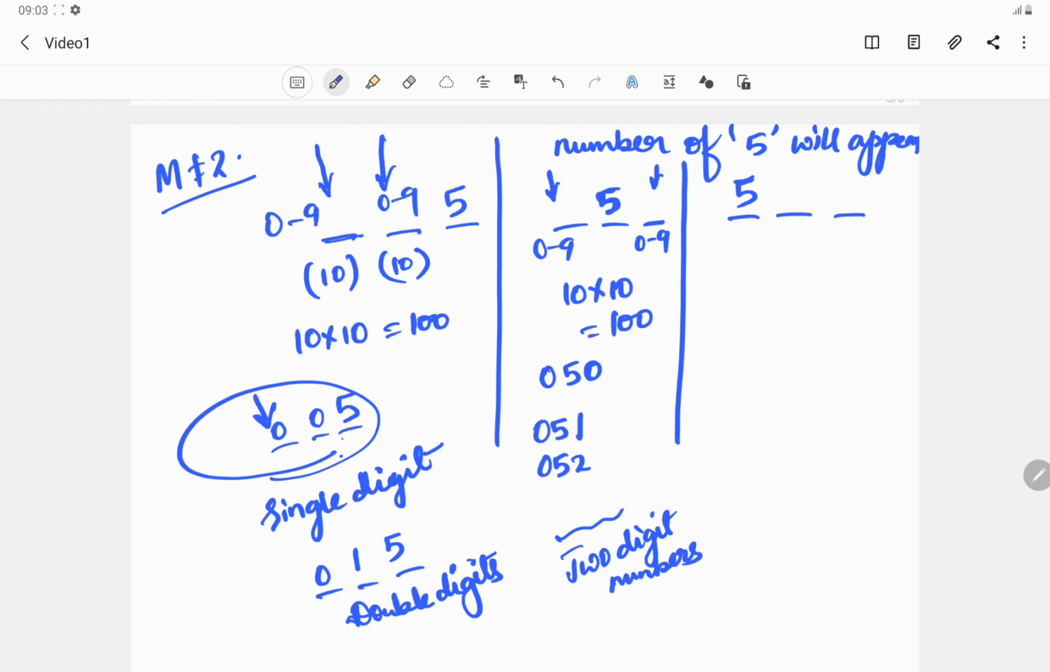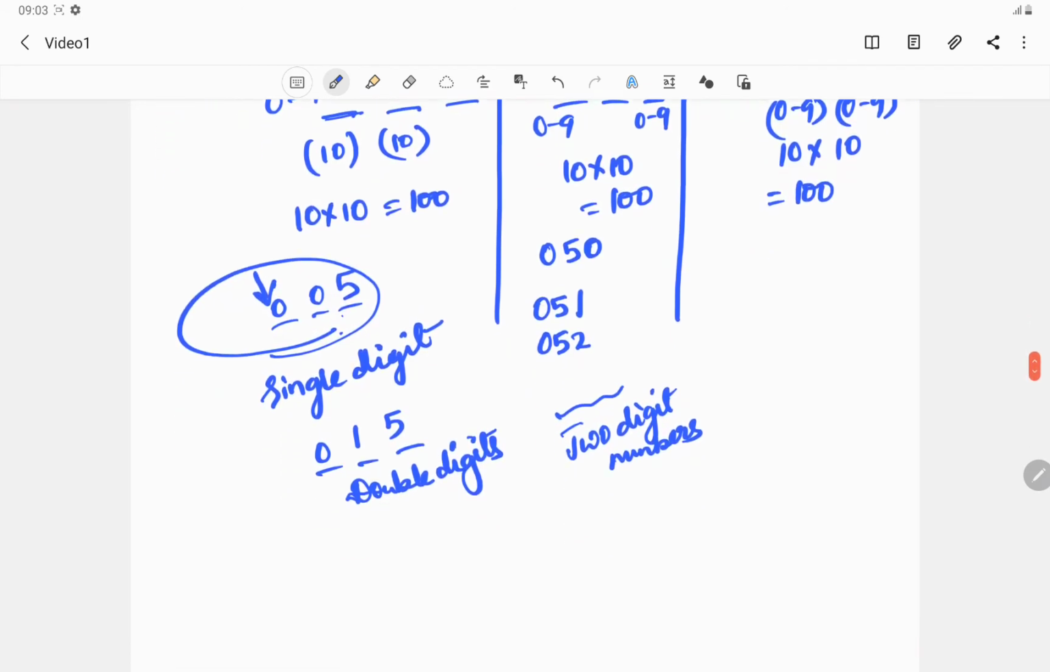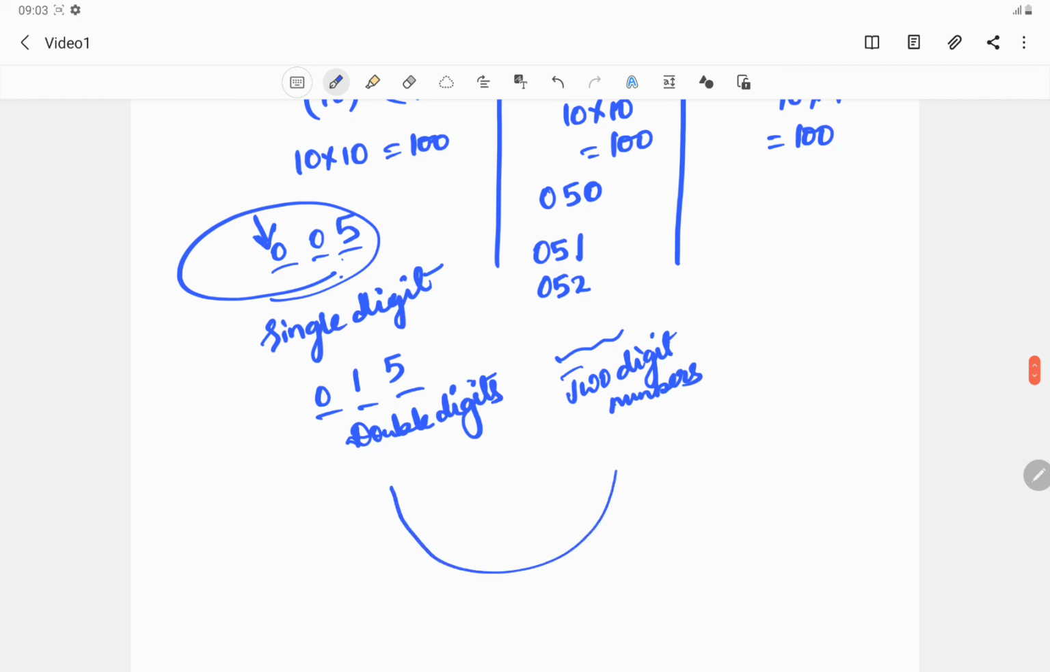Next, if we put 5 over here, then we can put anything from 0 to 9, and we can put anything from 0 to 9 over here. So there are 10 choices over here, and 10 choices over here. So total 100. So the number of times 5 will appear is 100 from here, 100 from here, and 100 from here. Total is 300. This is another way to solve this question.